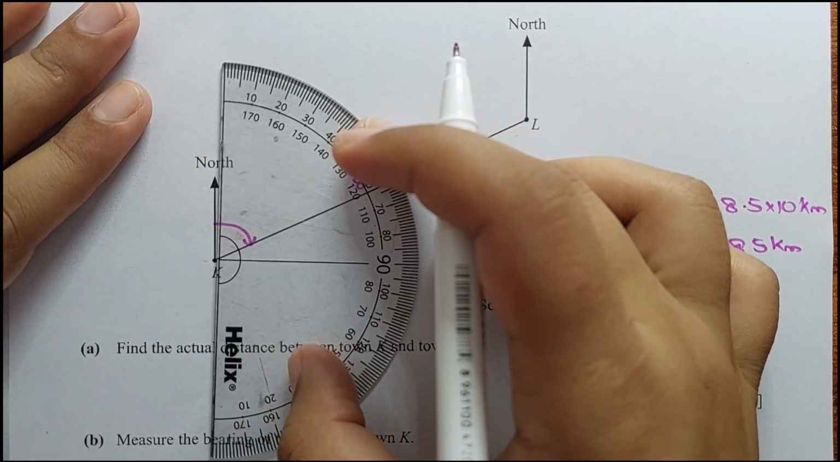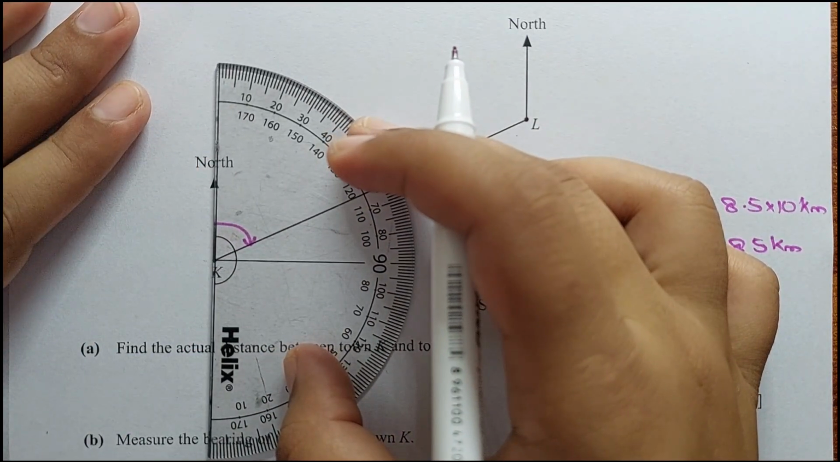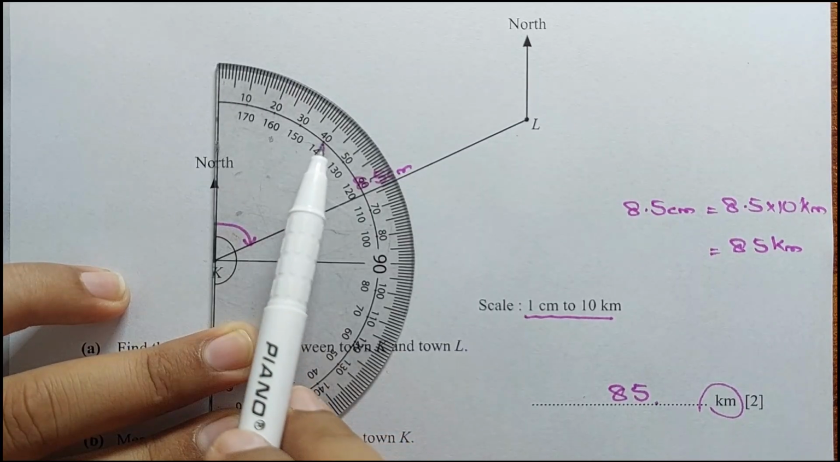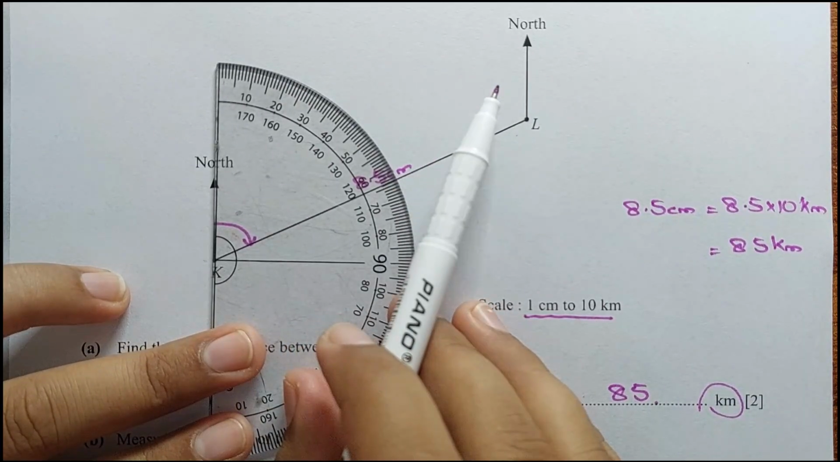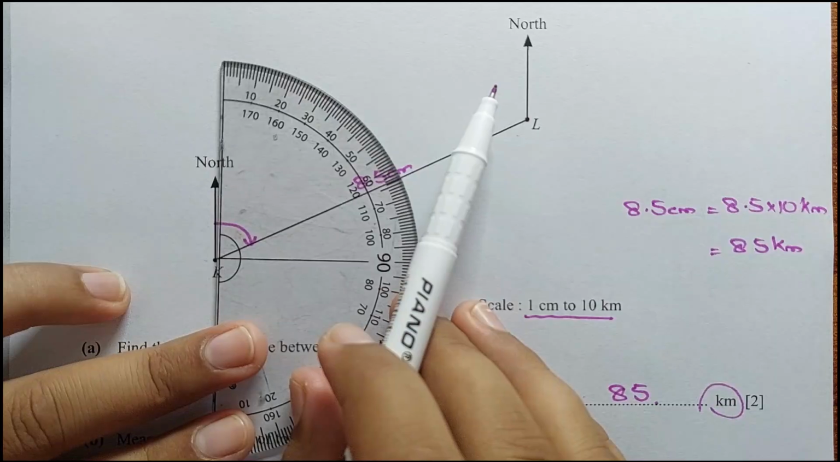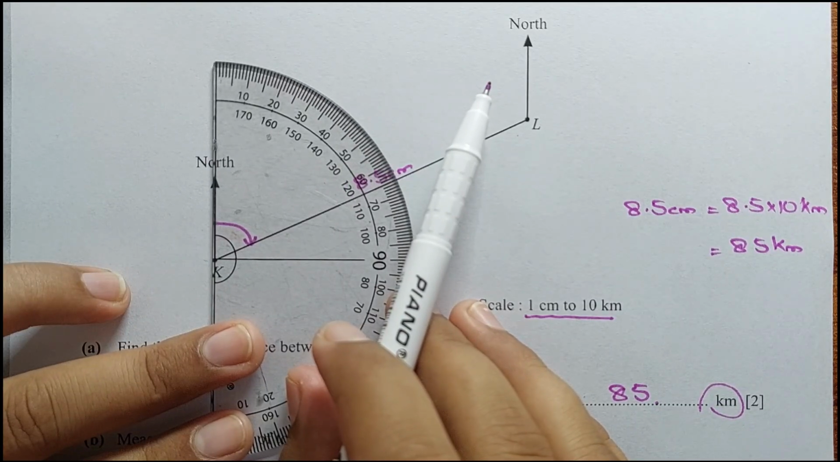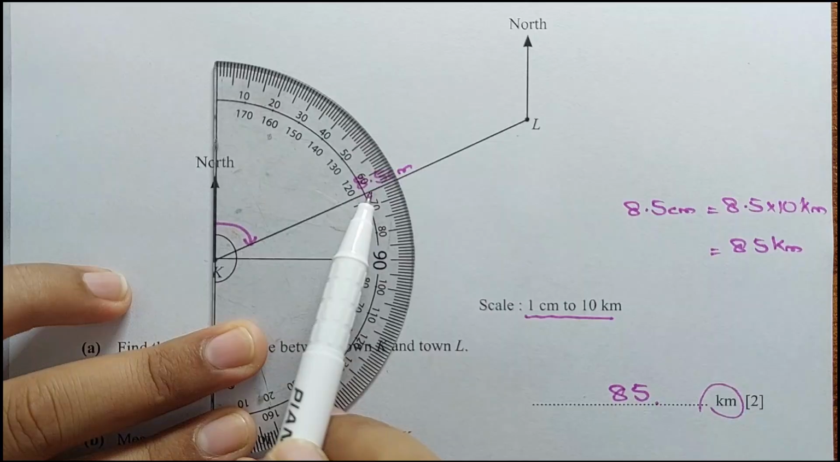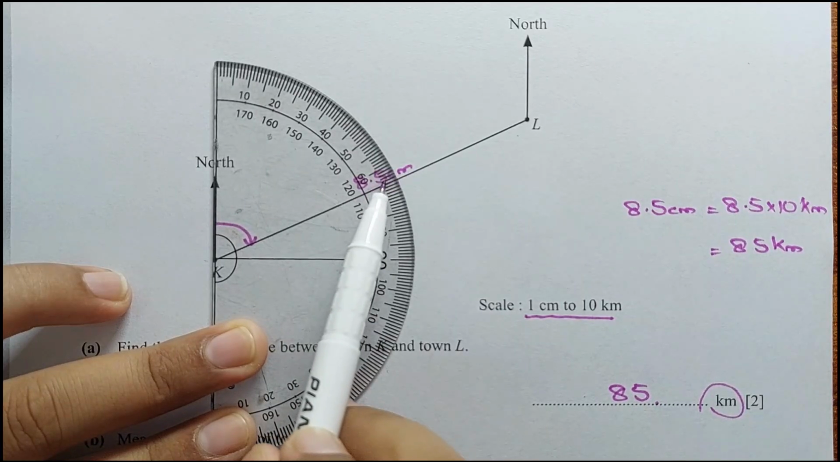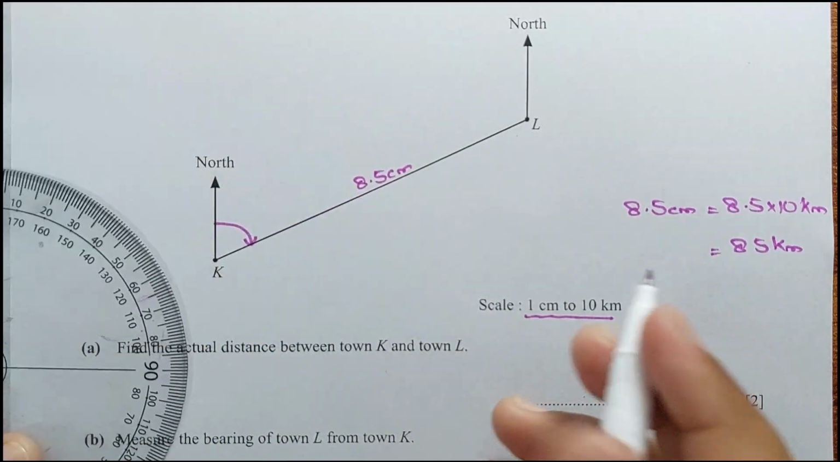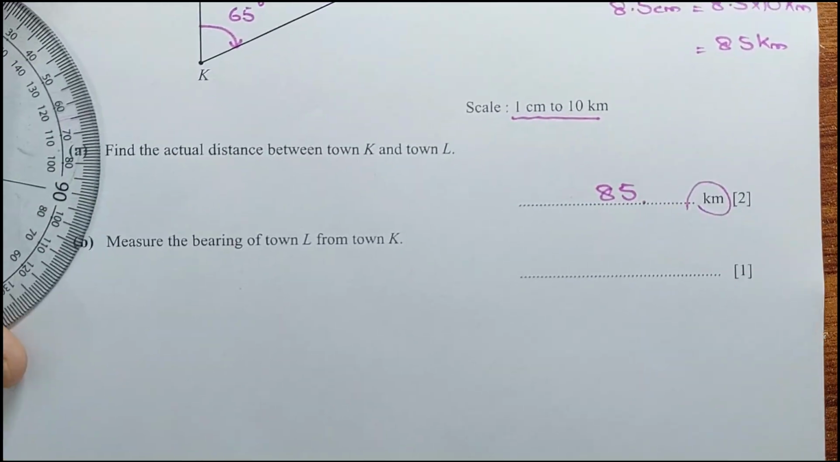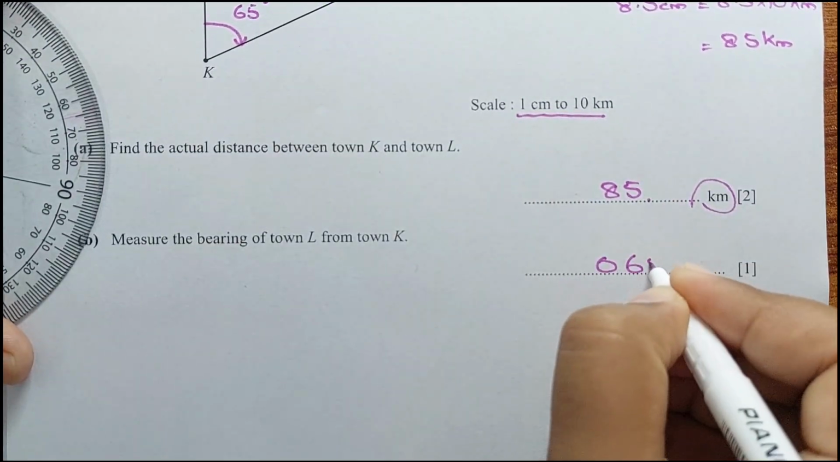Starting from 0, 10, 20, 30, 40 and so on, the line is exactly on that point. So this becomes 60 and this is 65. You can see it is in the middle of 60 and 70. So that bearing is 65 degrees. Or we can write the bearing in 3 digits: 0, 6, 5.